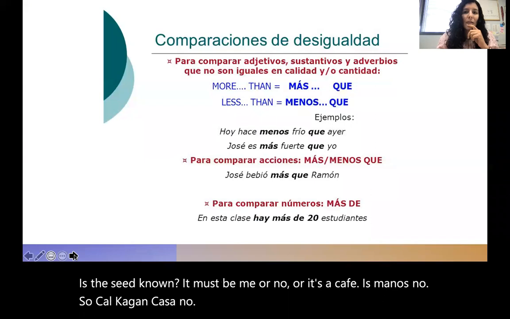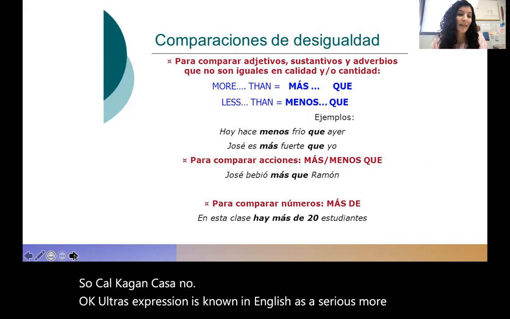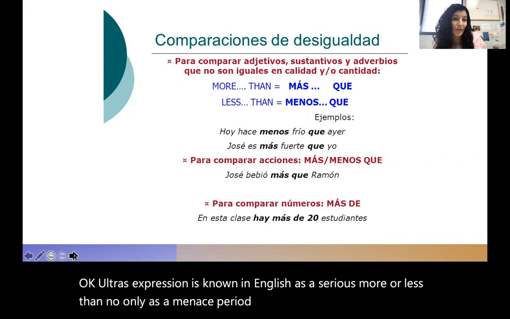Otras expresiones, ¿no? En inglés, es decir, es more or less than. Hoy hace menos frío que ayer. Today it's colder than it was yesterday. José es más fuerte que yo. José is stronger than I am.